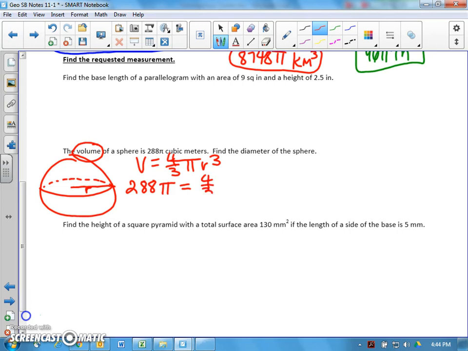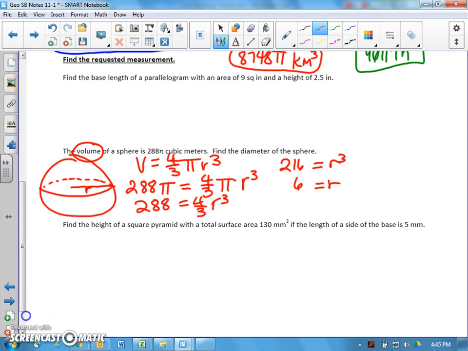I've got to keep the 4/3, that's a constant, as is the pi, and I don't know the radius, so I'm just going to leave that r cubed. When solving this, the first thing I would do is divide both sides by pi, which reduces my equation to this. And now I can multiply by 3/4, or you can do that in two steps, multiply by 3 and then divide by 4. Either way, you're going to get r cubed to be 216. To get r, I need the cube root of 216, which is going to be 6.